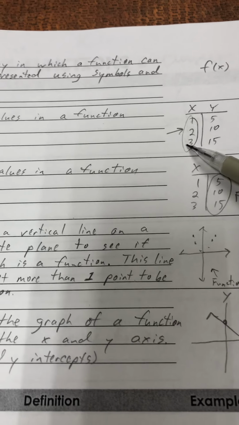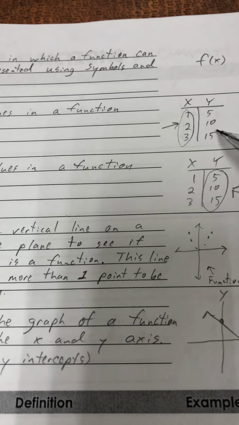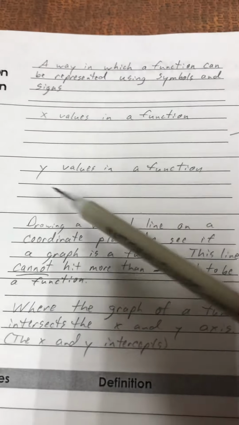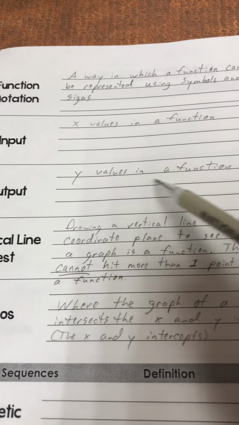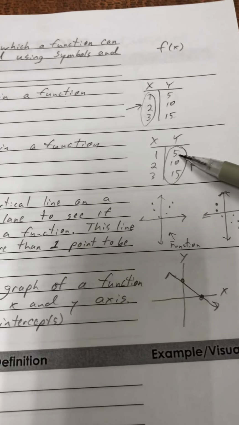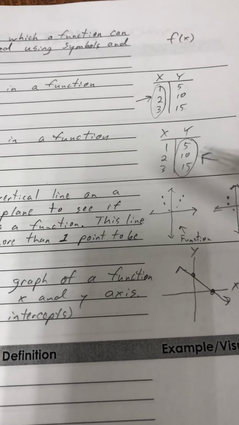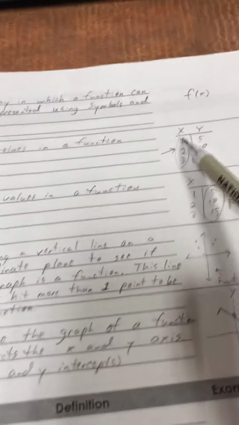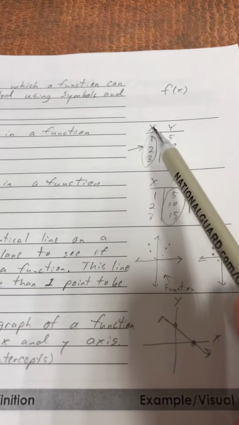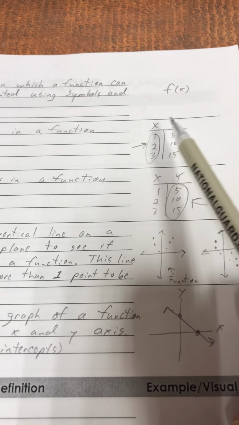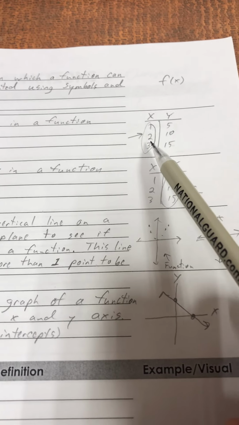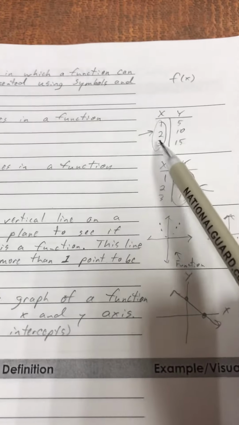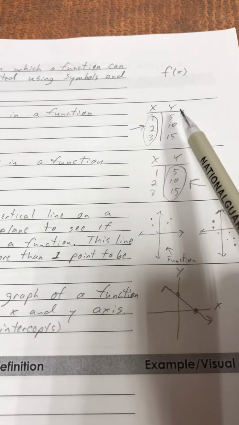So you put this in, you put it through a function, and this comes out. This is the output. The output are the y values in a function. In my example that I keep going back to, that would be 5, 10, and 15. You can see what the function is, it's just multiplied by 5. Each x value is multiplied by 5. So that would be the function. So the input, you put these in, you multiply it by 5, you get these, the output.